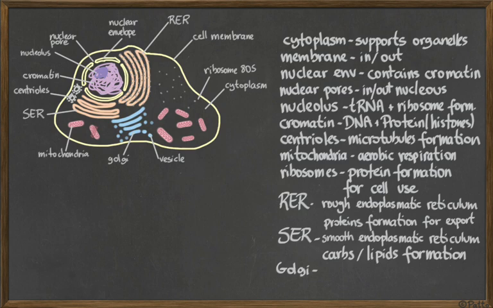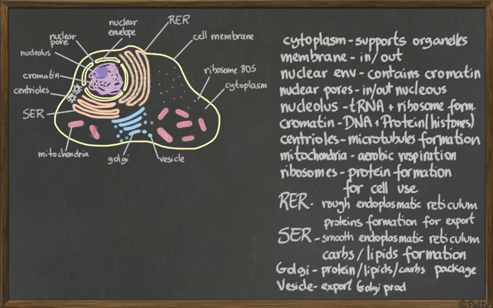Okay, Golgi apparatus. They get material from rough endoplasmic reticulum and smooth endoplasmic reticulum. They put them together, assemble them, pack them, and get them ready for export. So basically, they are the protein, lipid, and carb package center, and they export to the vesicles. Vesicles are export material, usually from Golgi, but you can have vesicles from other places as well. But these vesicles shown here are for exporting material that comes from Golgi.